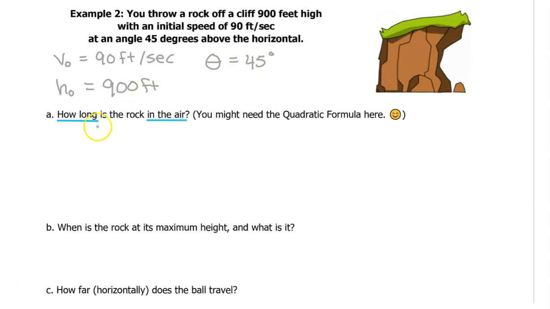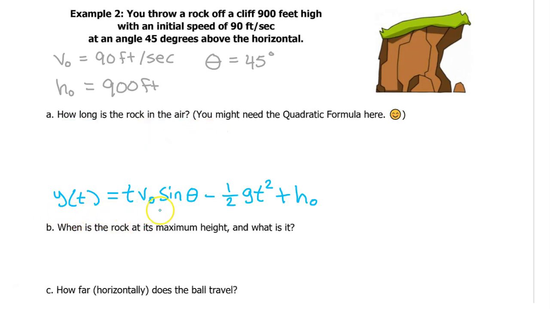Part A. How long is the rock in the air? How long means we need to find time. How long is the rock in the air is another way of asking how long before the rock hits the ground. So we need to find when the vertical position is equal to 0.